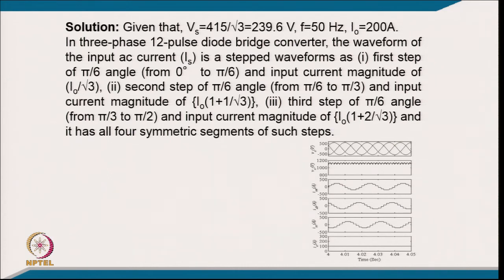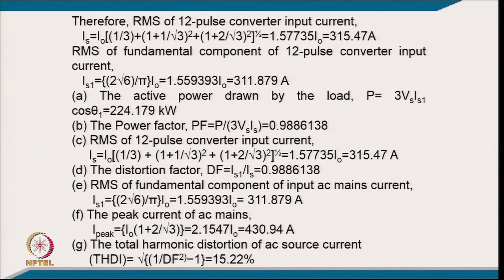The waveform of AC mains current is a stepped waveform. The first step of pi by 6, 30 degree angle, from 0 to pi by 6, has input current magnitude I0 by root 3. The second step is pi by 6 angle, from pi by 6 to pi by 3, and input current magnitude will be I0 (1 plus 1 by root 3). The third step of pi by 6 angle, from pi by 3 to pi by 2, has input current magnitude I0 (1 plus 2 by root 3), and it has 4 symmetric segments of such steps of this current waveform.